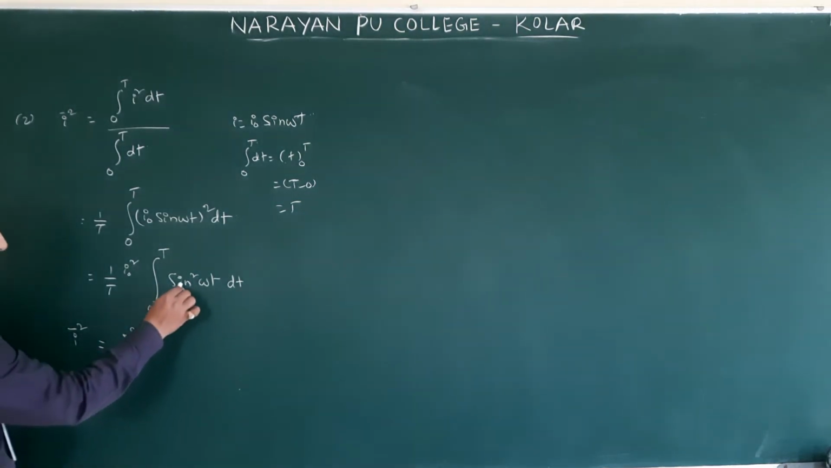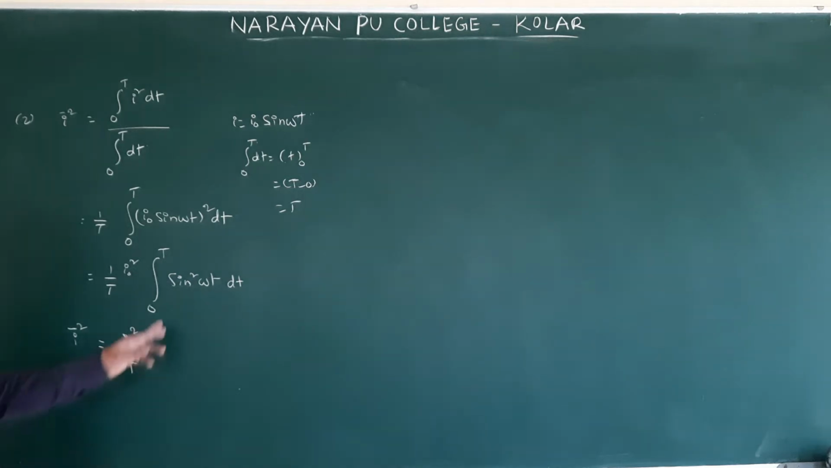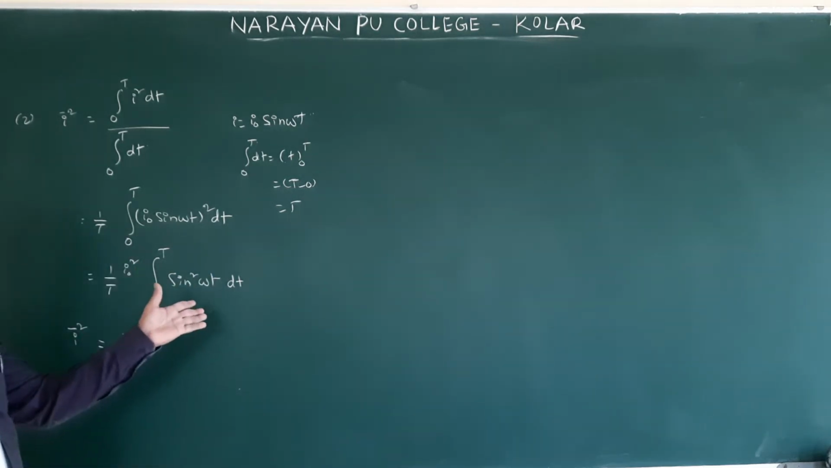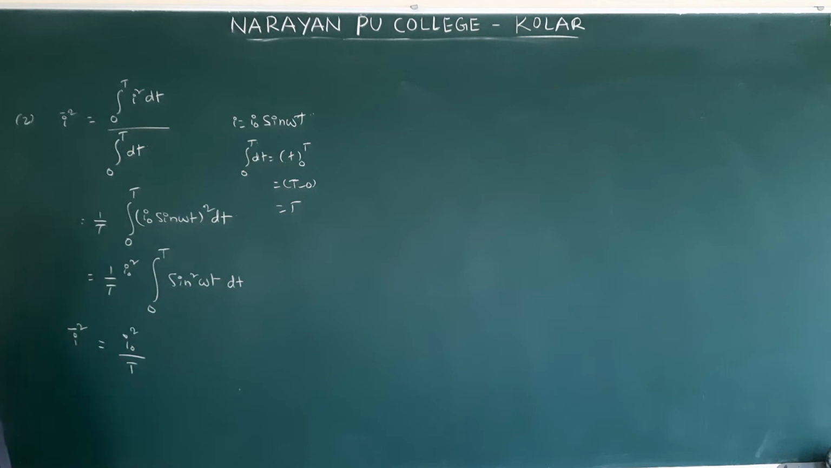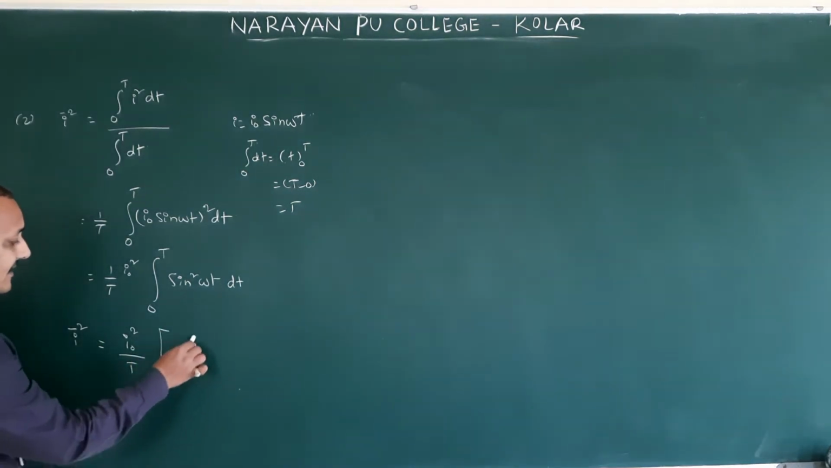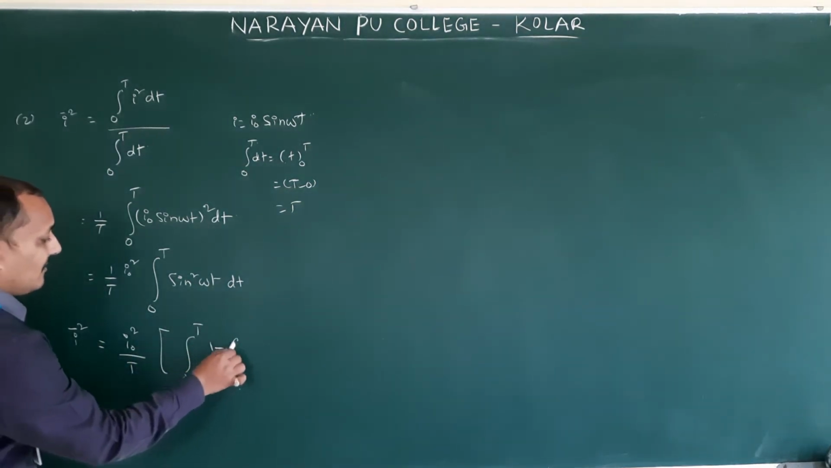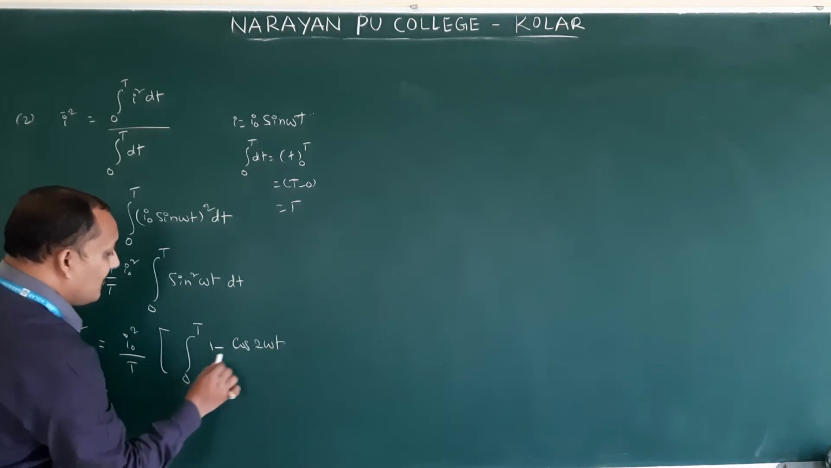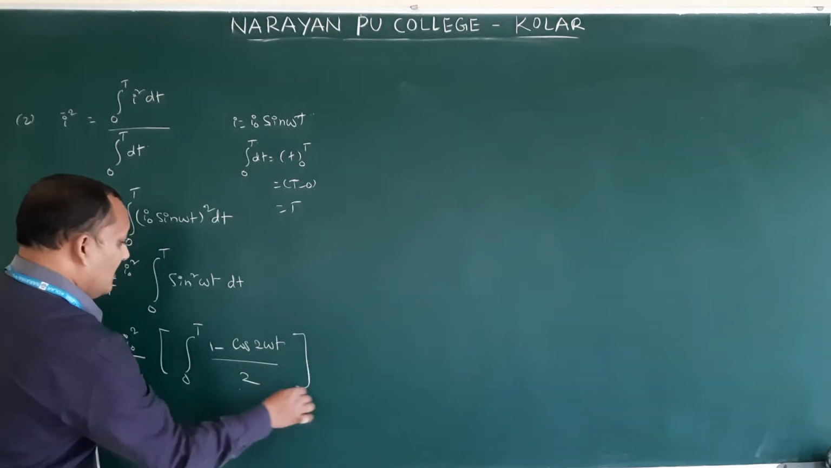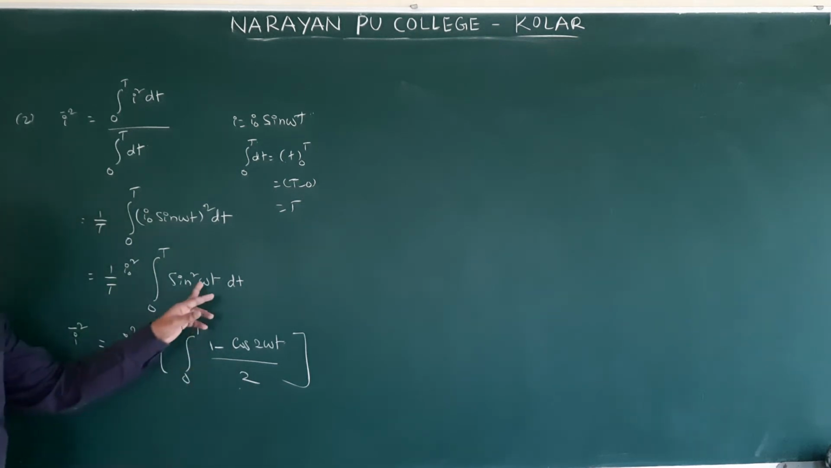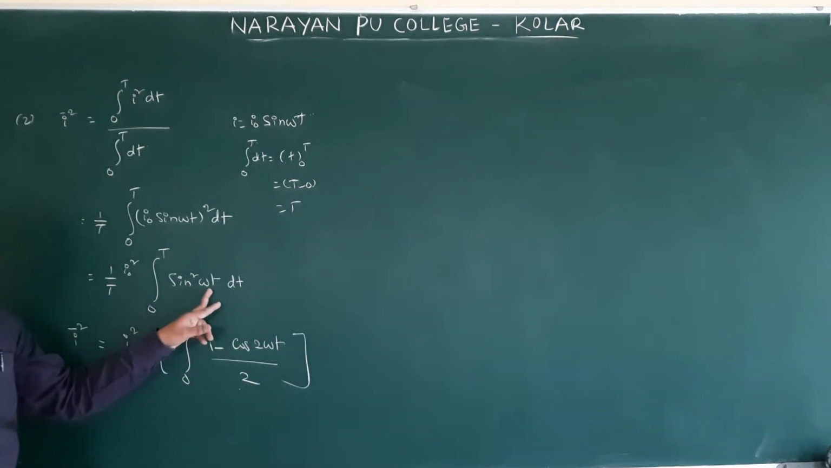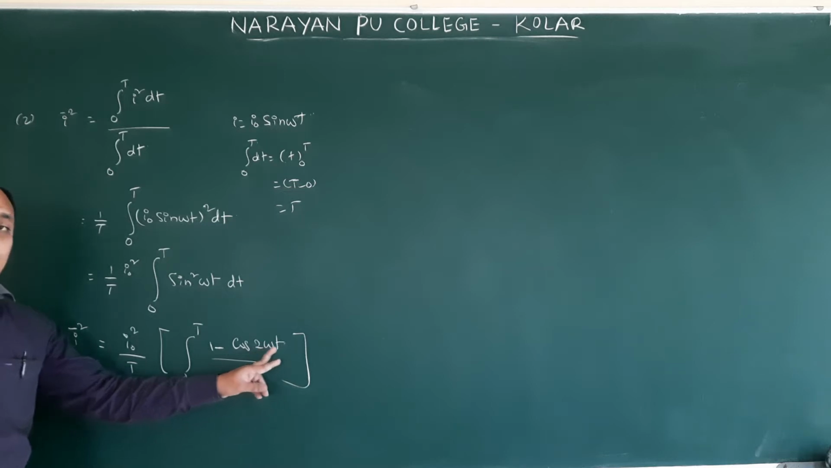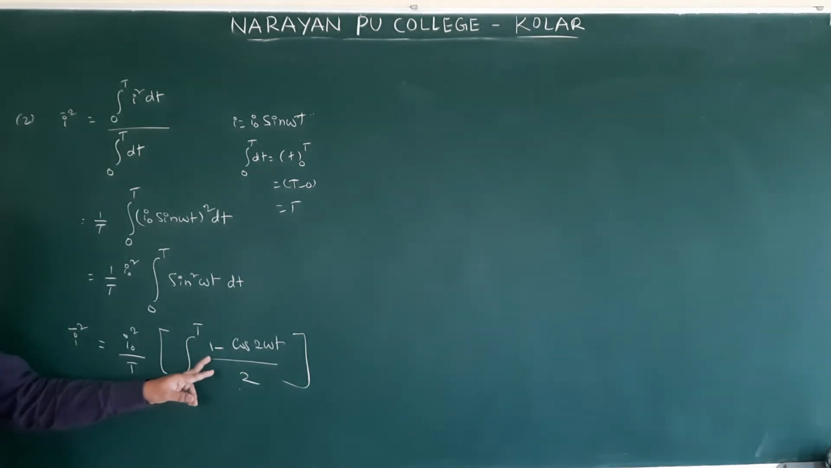I naught square by t. This value we should calculate. Sin square theta can be written as 1 minus cos 2 theta by 2. Can we write? So 1 minus cos 2 omega t by 2, integral 0 to t. In place of theta here omega t is there. Sin square theta can be written as 1 minus cos 2 theta by 2. Can we write or not? You can check once. This is a mathematical equation.